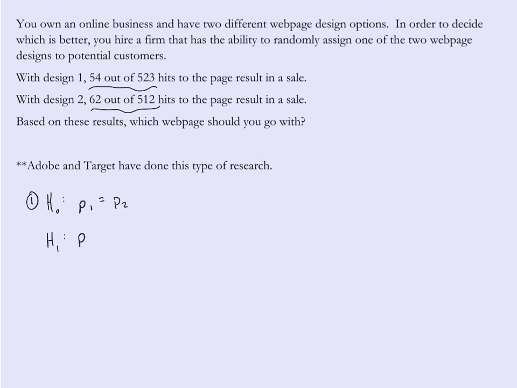P1, whoops, why didn't I write a 1 there? P1 does not equal P2. We'll keep this two-tailed, okay? Because there's nothing cluing us in one way or another.